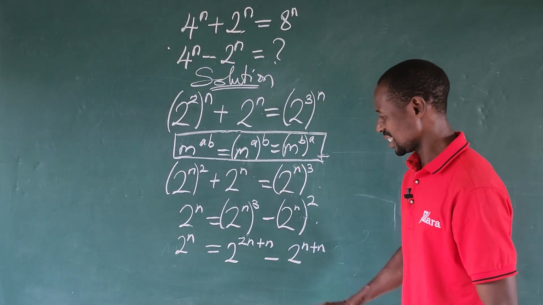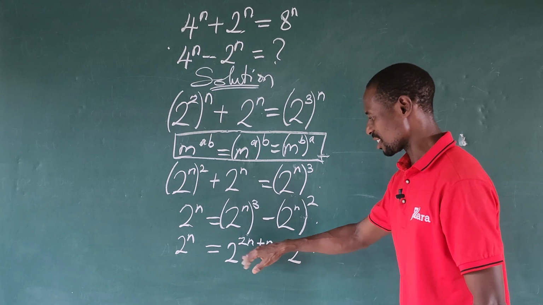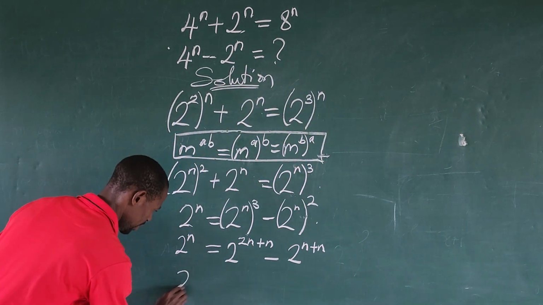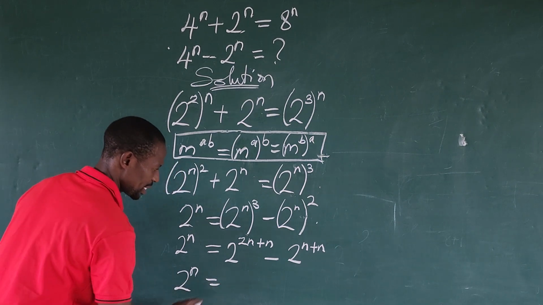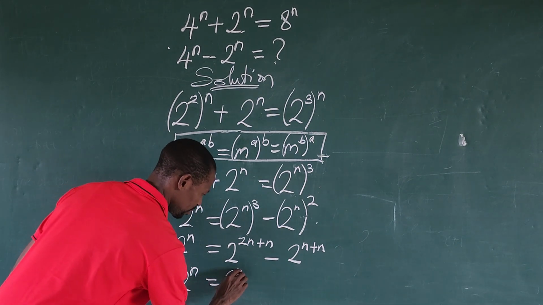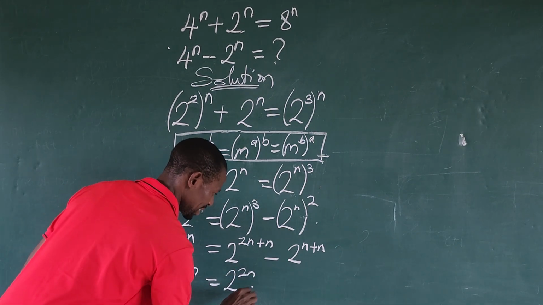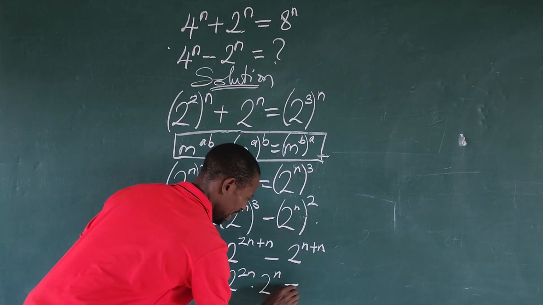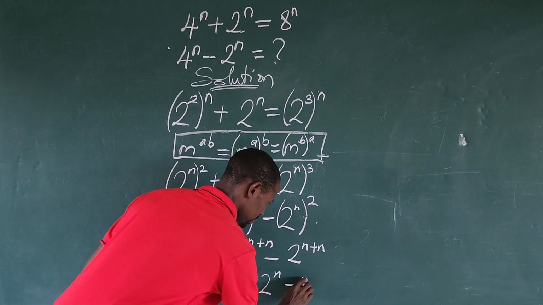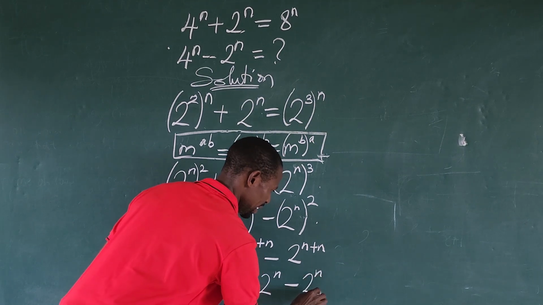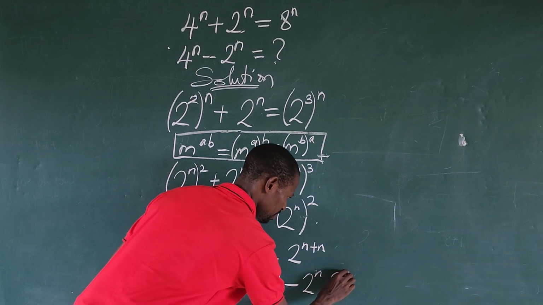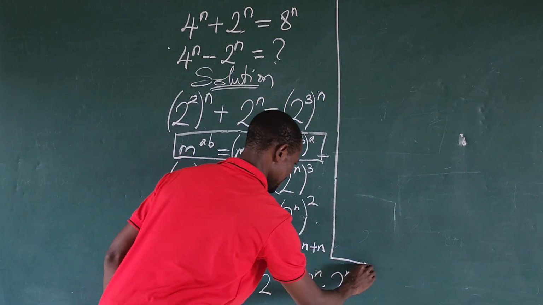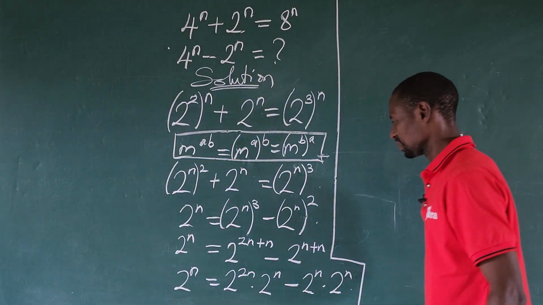According to the law of indices, we can rewrite the expression we have here. So this will give us 2 to the power of n, equal to 2 to the power of 2n times 2 to the power of n, minus, here we're going to have 2 to the power of n times 2 to the power of n. All right. So let's see what this gives us.